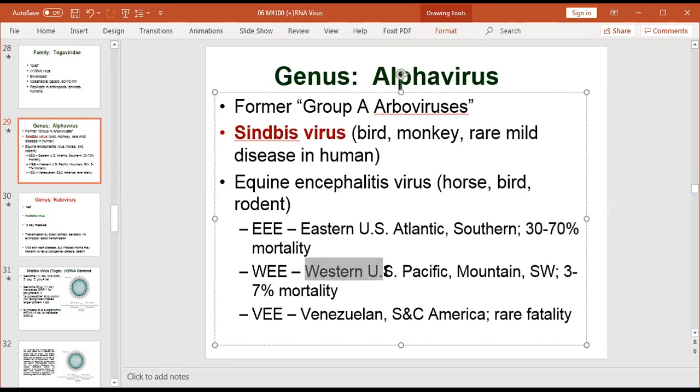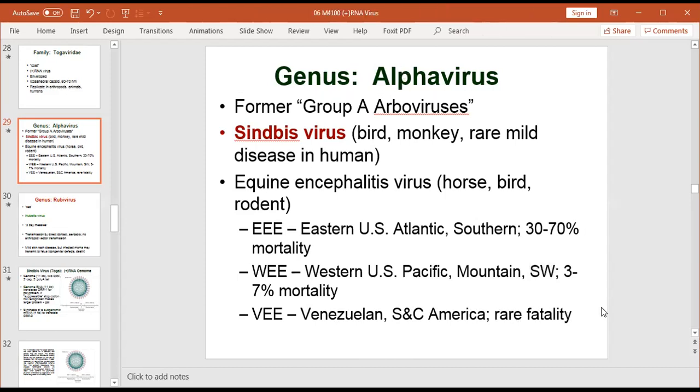WEE causes disease in the western United States or the Pacific region, Southwest also. 3 to 7% mortality rate. As you can see, it's like 1/10 of, or 90% less than, Eastern equine encephalitis virus. And the Venezuelan, we see it in Venezuela, South and Central America, and it has a rare fatality rate, so it usually doesn't kill. So it's the least severe of the three types.